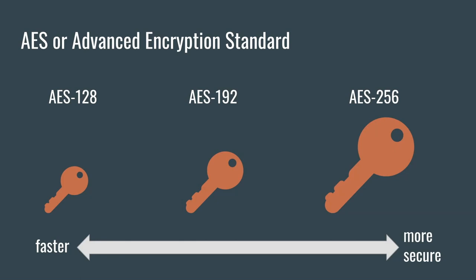So if you were running that website where it just serves cat pictures, you may want to favor really snappy response times, in which case you'll use a smaller key like AES-128. And if you're running a bank website, you would probably opt for the larger key size. Your site might be a bit slower, but it's going to be more secure if somebody tries to break into it.